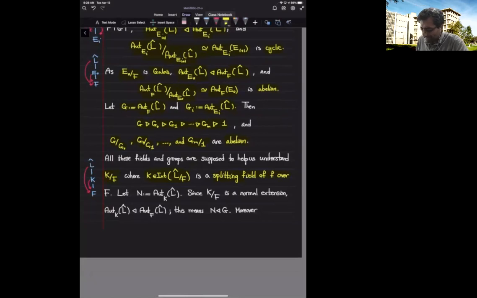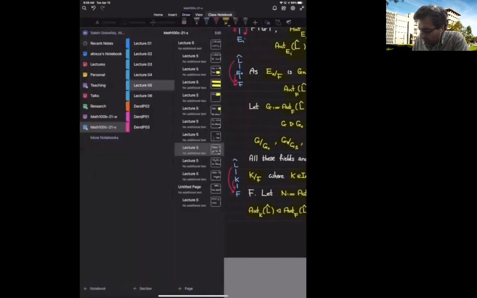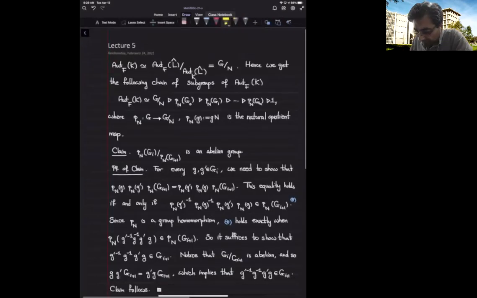If I look at the K linear automorphisms of L hat and call that N, then N is a normal subgroup of the F linear automorphisms of L hat, which we denoted by G. And remember, by a similar restriction argument, G over N is isomorphic to the F linear automorphisms of K. So this is a group that we care about. This is the symmetries of a splitting field of the polynomial f.